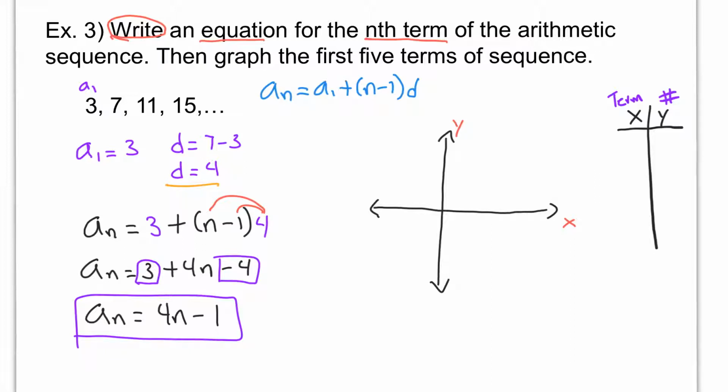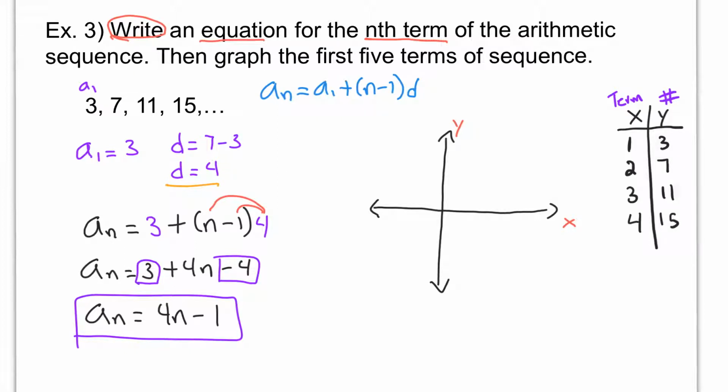So the first term is 7, so that's the number 7. Or the second term is 14. I'm just making up numbers. Now in this specific sequence, my first term is 3. So I'm going to put first term 1 is 3. My second term is 7. My third term is 11. My fourth term is 15.